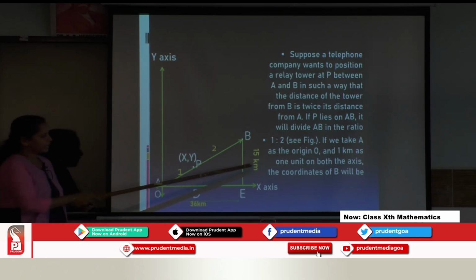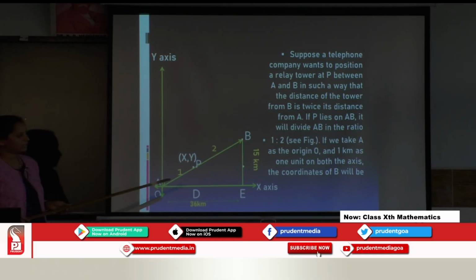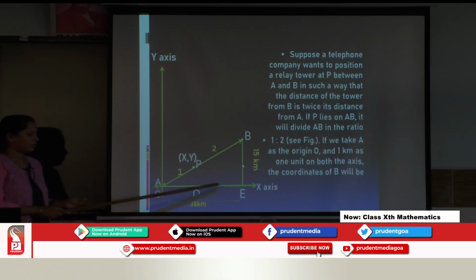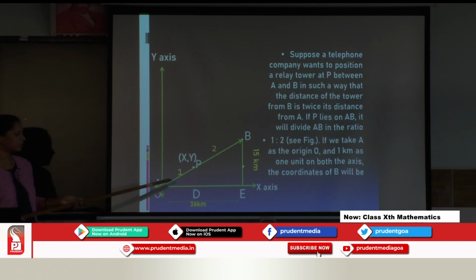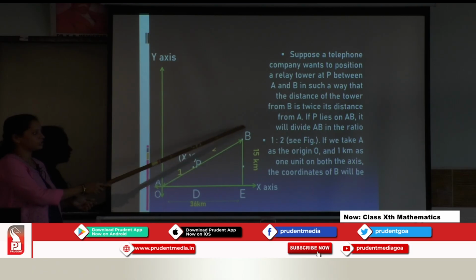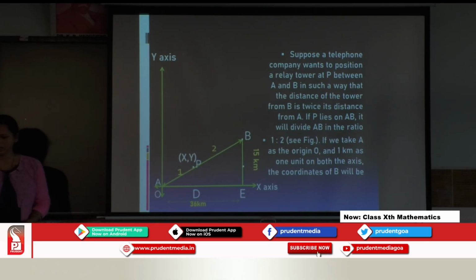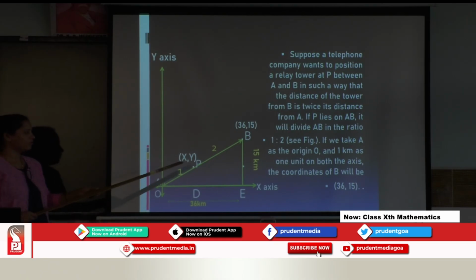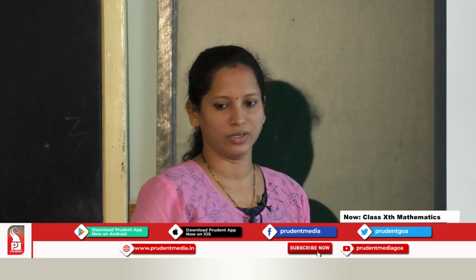If we take A as the origin O and 1 km as one unit on both the axes, the coordinates of B will be. Now here, on this axis 1 km is 1 unit. So this will be 36 km and this is 15 km. So the coordinates of B will be (36, 15). So now we have to find the coordinates of this point P, that is x, y we have to find.